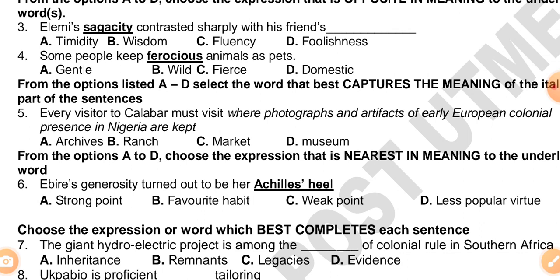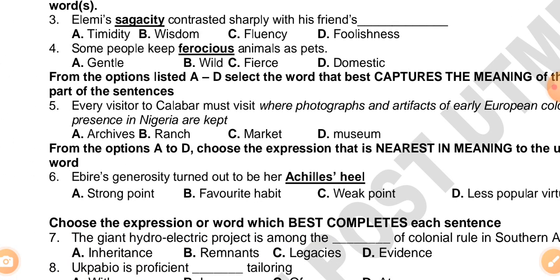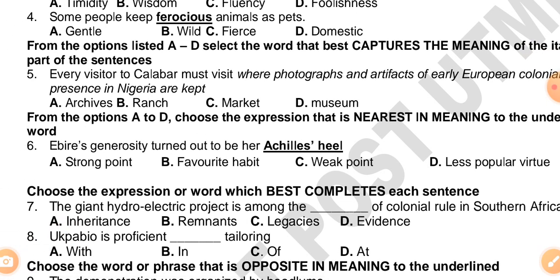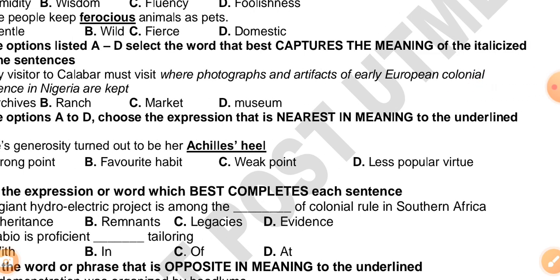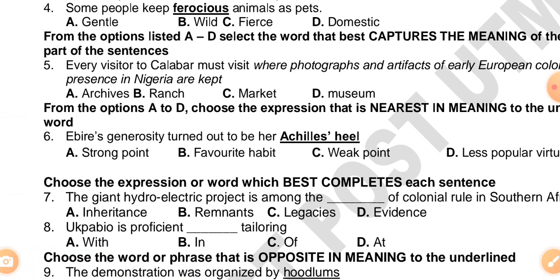From the options letter A to D, that's for question 6. Choose the expression that is nearest in meaning to the underlined word. Ebira's generosity turned out to be her Achilles heel. Achilles heel. I explained this when I was giving you the tutorial for JAM. Does it mean A, strong point? B, favorite habit? C, weak point? D, less popular virtue? What is Achilles heel? I want you to try it. The answer is C. Your Achilles heel is your weak point.